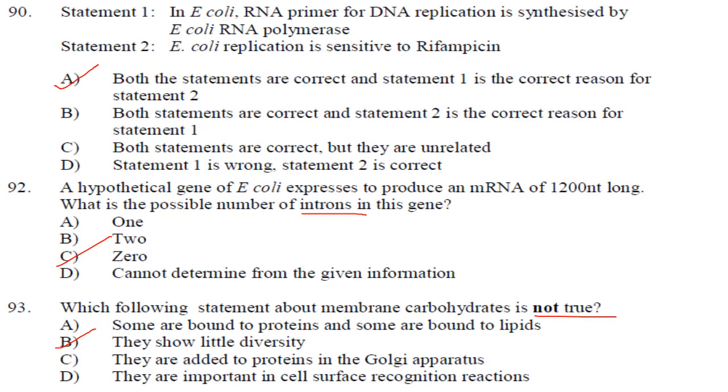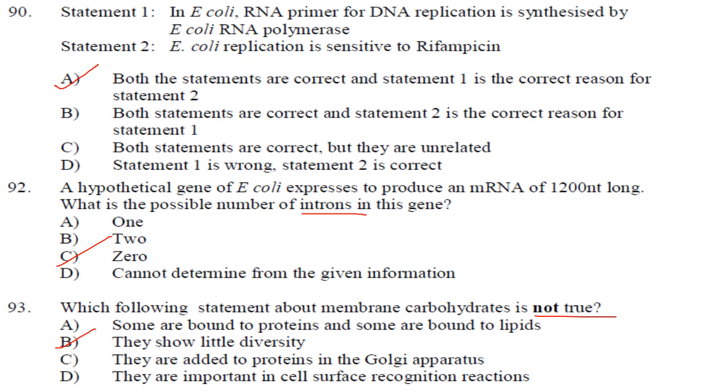Then next one. In E. coli, RNA primer for DNA replication is synthesized by E. coli RNA polymerase. Yes. E. coli replication is sensitive to rifampicin. Of course, because rifampicin acts on RNA polymerase. So E. coli replication is sensitive to rifampicin. So both the statements are correct, and statement 1 is the correct reason for statement 2. Answer is option A.